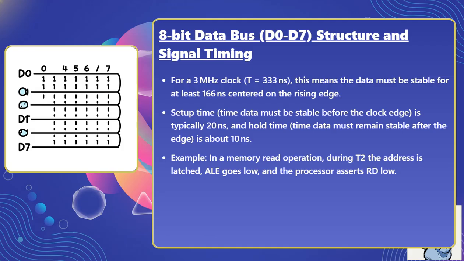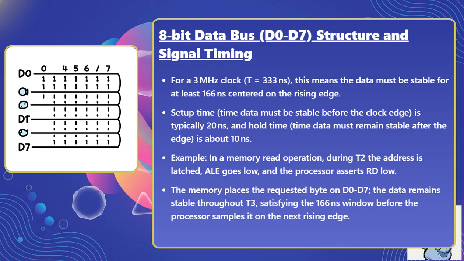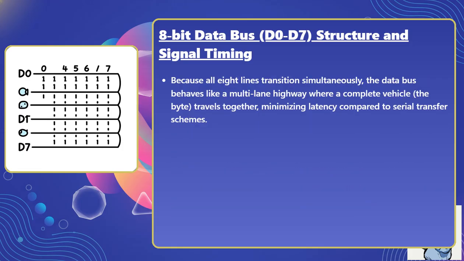Example: in a memory read operation, during T2 the address is latched, ALE goes low, and the processor asserts RD low. The memory places the requested byte on D0 to D7. The data remains stable throughout T3, satisfying the 166 nanoseconds window before the processor samples it on the next rising edge. Because all 8 lines transition simultaneously, the data bus behaves like a multi-lane highway where a complete vehicle, the byte, travels together, minimizing latency compared to serial transfer schemes.